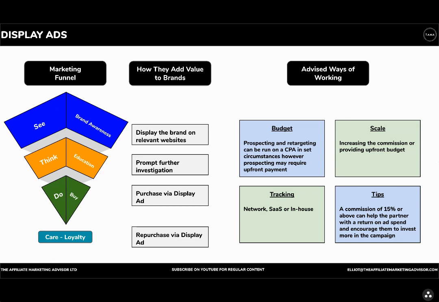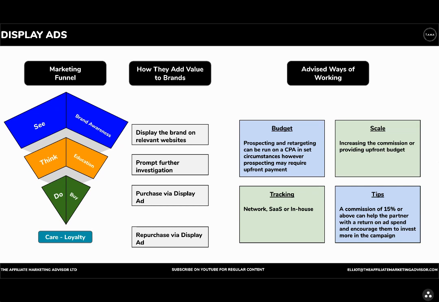Advised ways of working: it's going to be run purely on a CPA basis, so you don't have to pay a cost per mil, if you want to push your display to a performance model like that, a safer model where you're only paying on results. Scale: you can increase the CPA on offer, which allows them to bid more. And providing that conversion makes sense, then they can keep running the campaign infinitely. But certainly, if conversion is quite strong and you give them a stronger commission, then they can increase the bids and get more awareness across more environments for you.